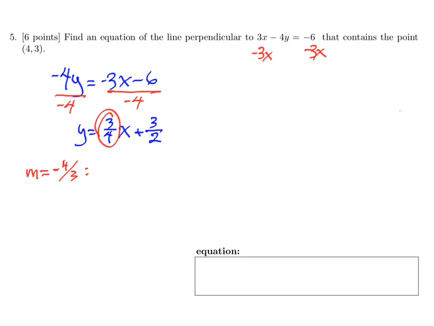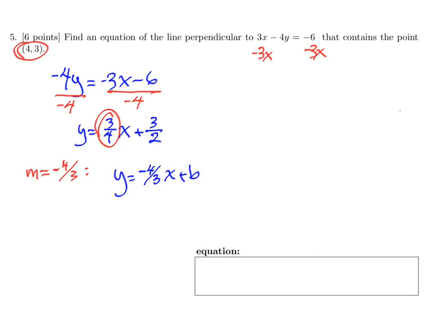So I can write down the slope-intercept form of the line I'm looking for. I just don't know the intercept yet. I can write it as y equals negative 4/3 x plus some number b. Now all we have to do is find b and we're good. So to get b, we're going to use the point. The point 4, 3 has to lie on this line.